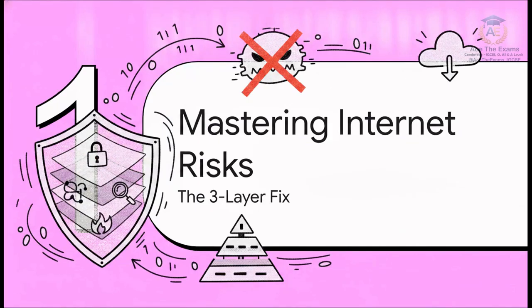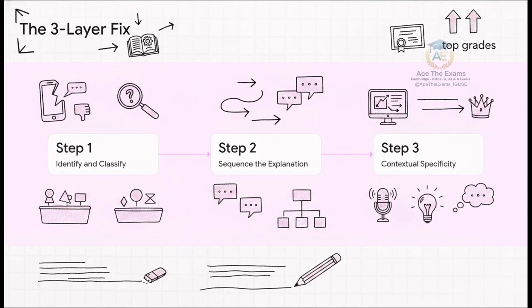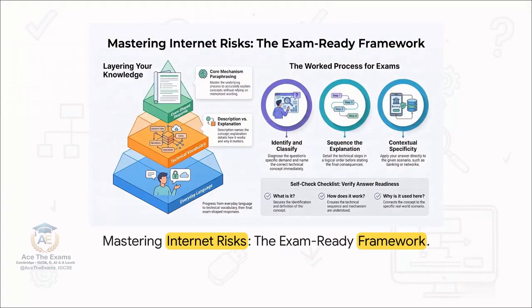All right, moving right along to our next section, mastering internet risks, the 3-layer fix. Because whether you're dealing with a binary overflow or some nasty malware, fixing the mistake always requires a really structured approach. To bag those top grades, you can't just write your answers like you're texting a friend. We need to use what's called a 3-layer learning model. Step 1 is to identify and classify. Step 2, sequence the explanation. And step 3 is contextual specificity. This is exactly how we shift from everyday casual chatting into precise, exam-ready technical vocabulary. Let's see this in action.